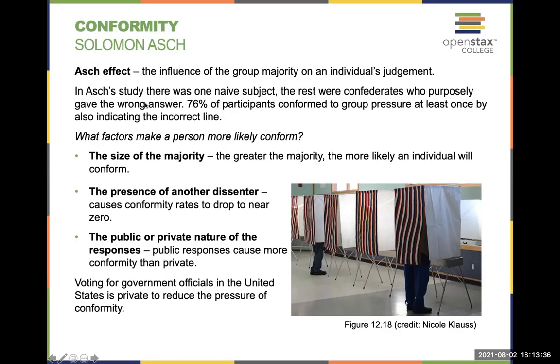All right. So what you've been watching is known as the Asch effect, right? And as it was explained, the influence of the group majority, what the impact is on an individual's judgment. A lot of the statistics mentioned here were talked about in the video. But what is really important to point out is the greater the majority, the more likely the individual will conform. So bigger numbers, more conformity. And then, of course, the presence of another dissenter causes that to actually drop.